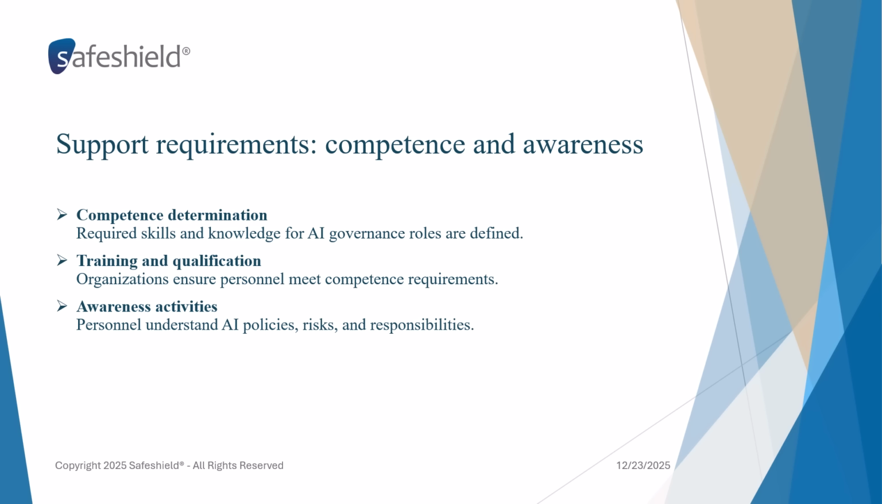Auditors look for practical evidence. Training plans, completion records, competence matrices, job descriptions, and interview responses are typical evidence sources. Weaknesses often appear when training is generic, when roles are unclear, or when contractors and suppliers are excluded. AIMS effectiveness depends on consistent competence across the internal organization and across relevant external parties.